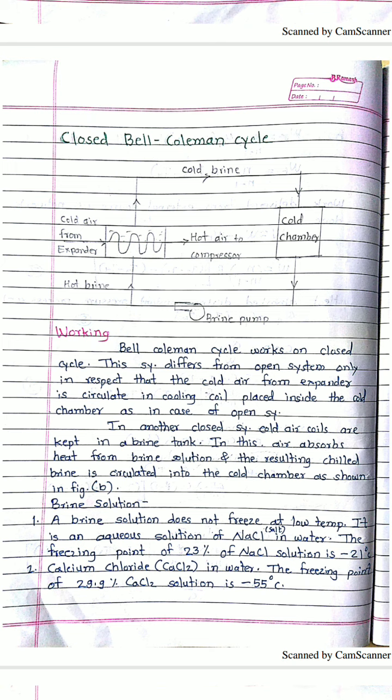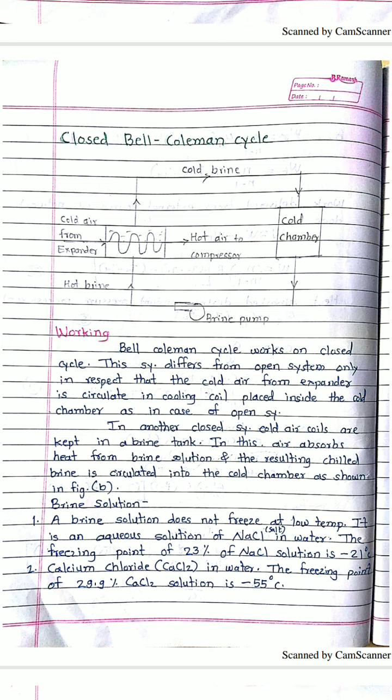Now what is a brine solution? Brine solution is a mixture of salt and water, or you can say sodium chloride and water. So if you add 23% of sodium chloride in the solution, its freezing point is minus 21 degrees Celsius. In such a way the brine solutions can be prepared from sodium chloride or calcium chloride, that is CaCl2. When these salts are added into the water, the freezing point of water falls. So when the calcium chloride is added inside the water in a definite proportion, at that time the freezing point of water falls below minus 55 degrees Celsius.